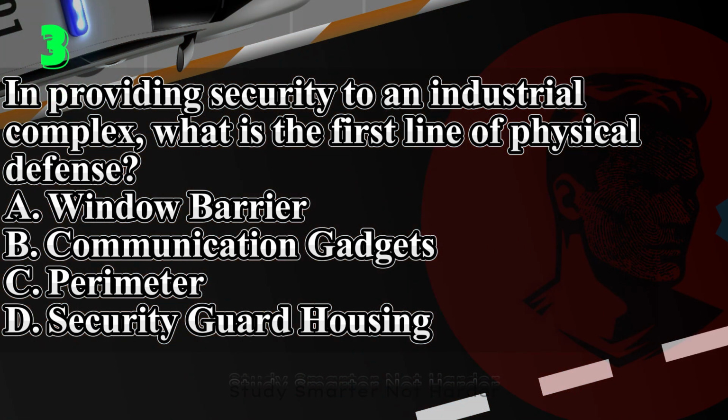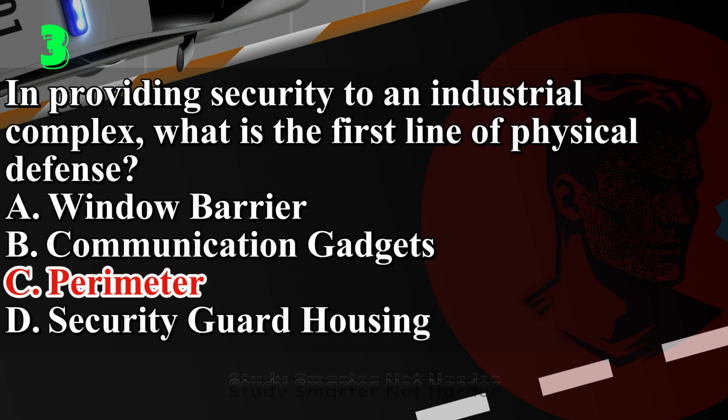3. In providing security to an industrial complex, what is the first line of physical defense? A. Window barrier. B. Communication gadgets. C. Perimeter. D. Security guard housing. Answer: C. Perimeter.